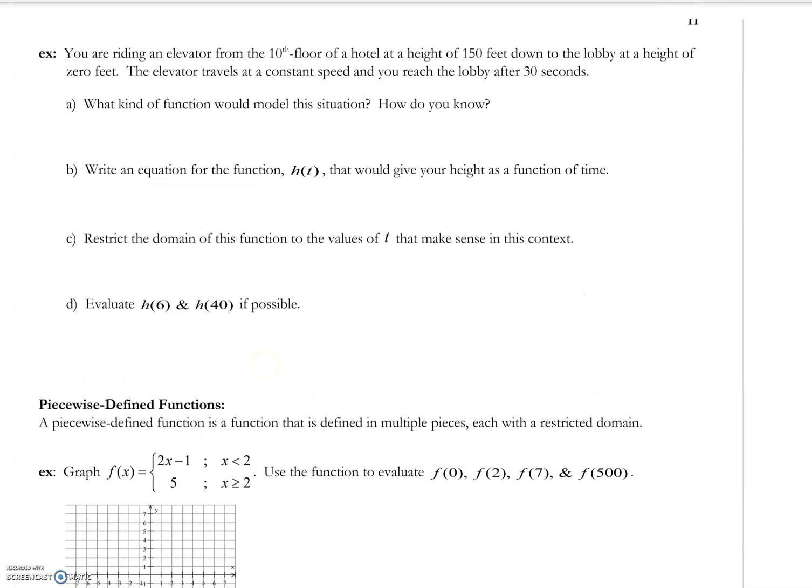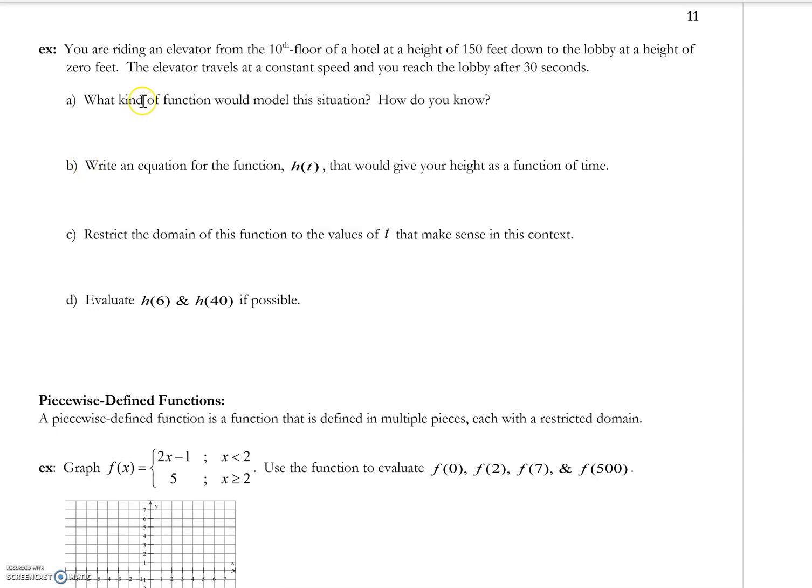Our next example in 1.4 is an example in context. It says you are riding an elevator from the 10th floor of a hotel at a height of 150 feet down to the lobby at a height of 0 feet. The elevator travels at a constant speed, and you reach the lobby after 30 seconds. So part A is asking what kind of function would model this situation and how do you know?